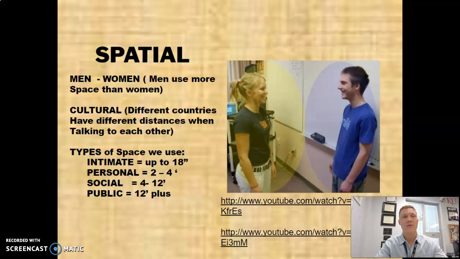Lastly, with space, we have the 4 different space groups. The first is intimate. This is 0 space to 18 inches. Personal, 2 feet to 4 feet. Social, 4 feet to 12 feet. And public, 12 feet plus.